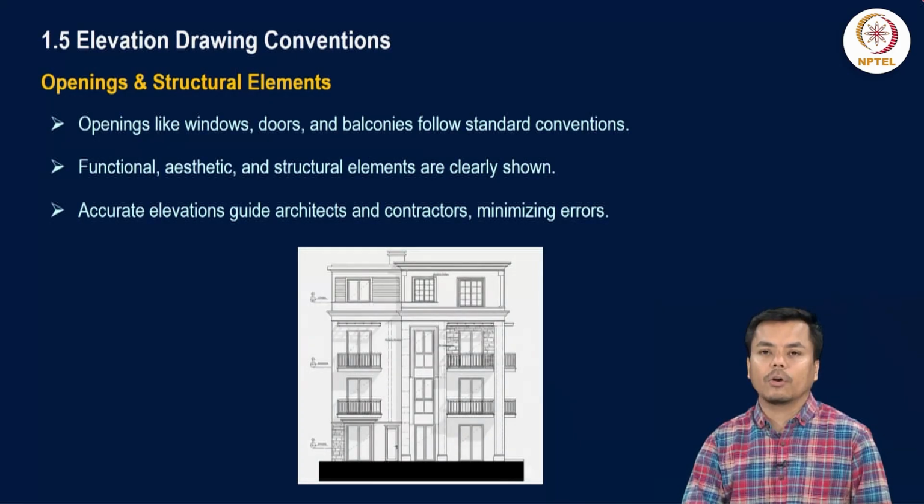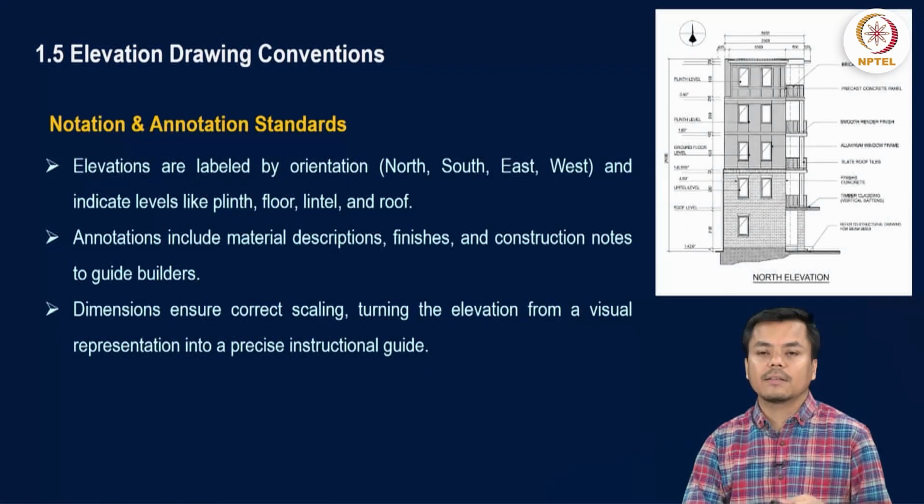Then next is about openings and structural elements. Openings like windows, doors and balconies follow standard convention as shown here in the image. You have to showcase all the details, like if there is any specific railing style that you have used, try to depict the same over here. And then the materials that are used, you have to showcase all these details in your opening and structural elements. Next is regarding notation and annotation standards.